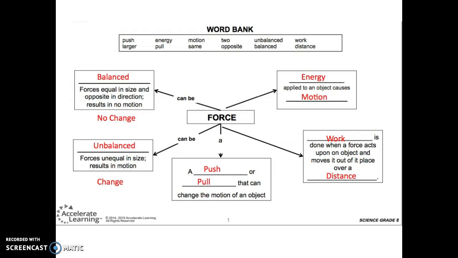But person one, they did no work. They didn't move the pickle jar, the lid. Person two did move it, so they did work.